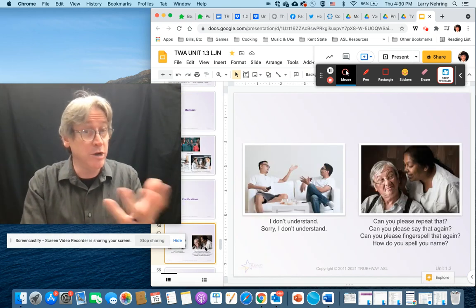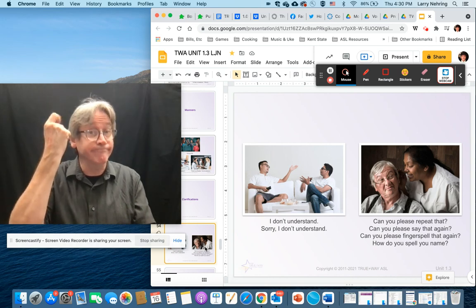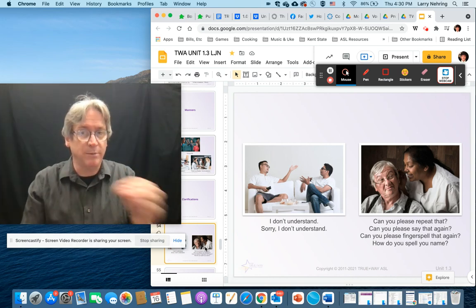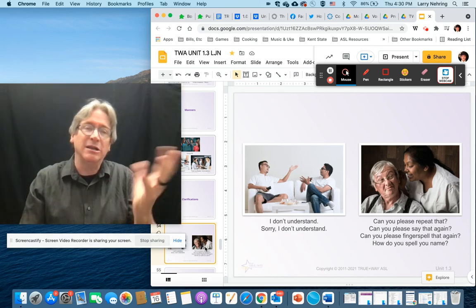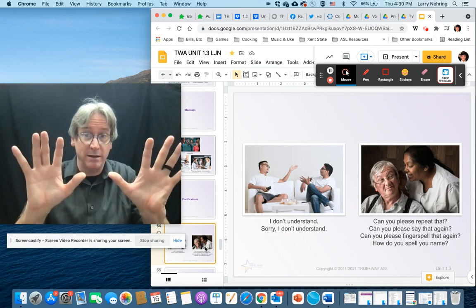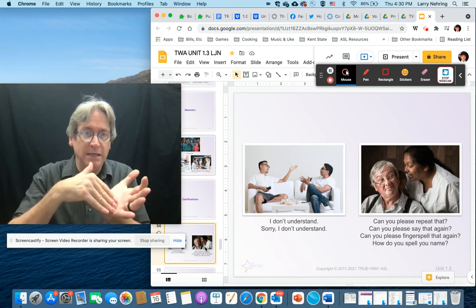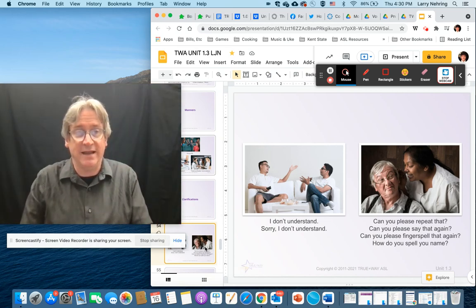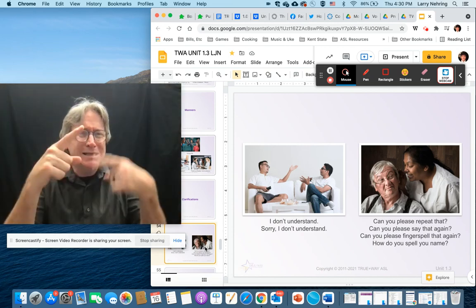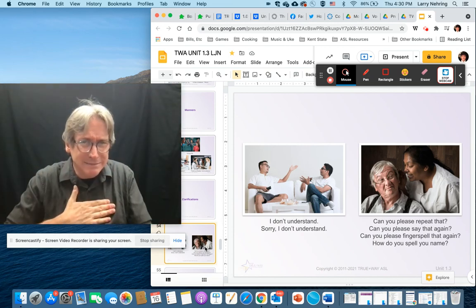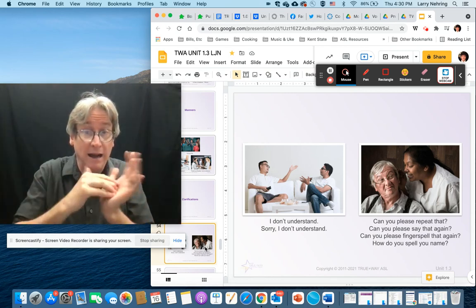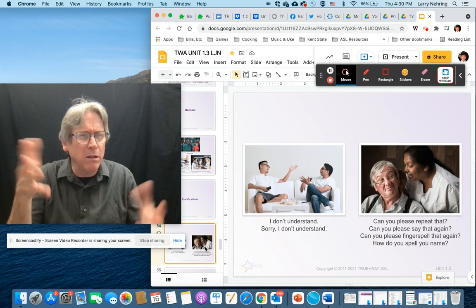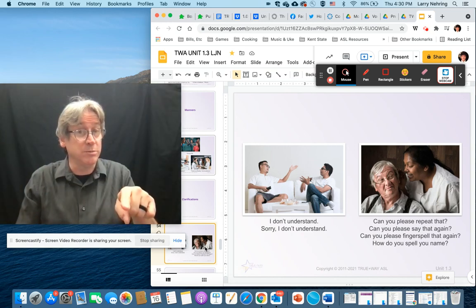Clarifications. We know what understand and don't understand. Understand, don't understand. Can you please repeat that? It usually starts with a wait. Please repeat, or repeat, please. Can you say that again? Same thing. Sign again, please. Or spell again, please, right? Can you fingerspell that again? And your name, spell again. That's a good one to practice.